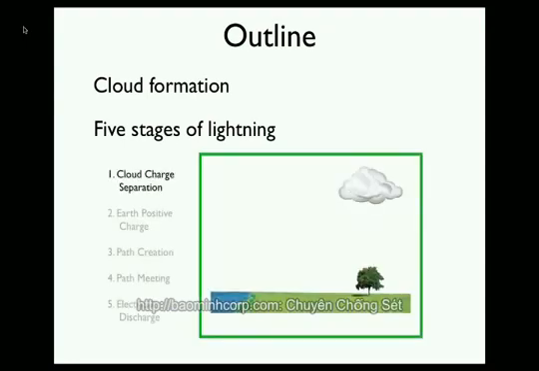Now, in the first stage, electrical charges separate within the storm cloud. In the second stage, the Earth acquires a positive charge. In the third stage, 2 conductive paths are created. In the fourth stage, these paths meet, and in the fifth and final stage, the electricity is discharged in the form of a lightning bolt.